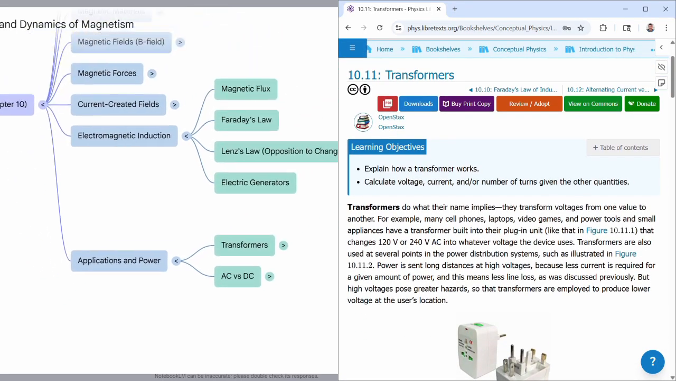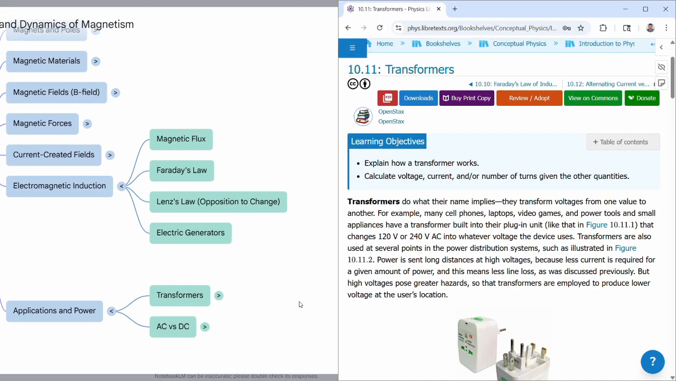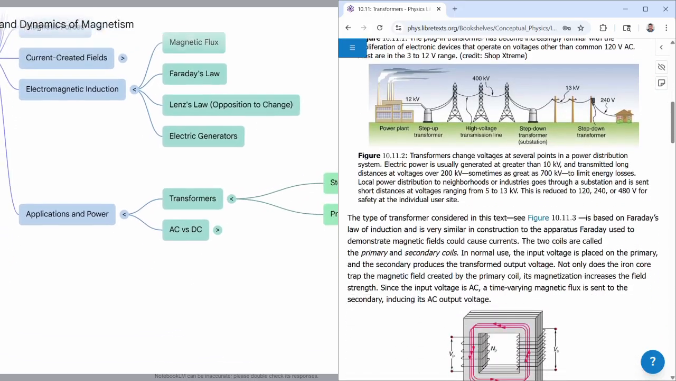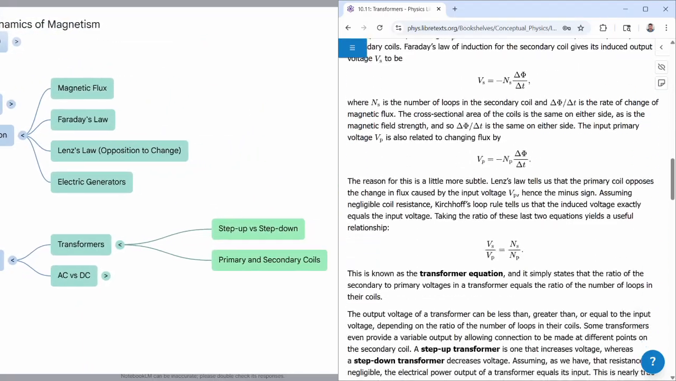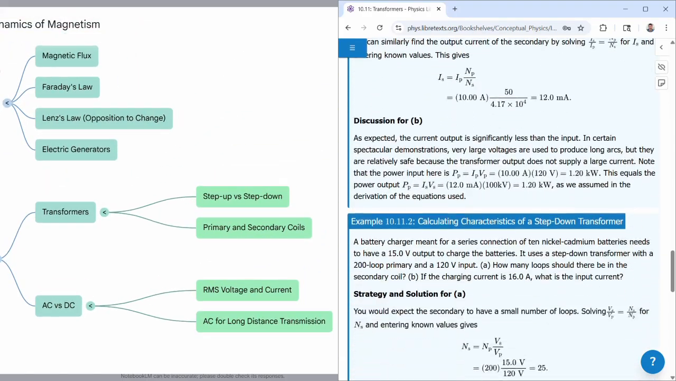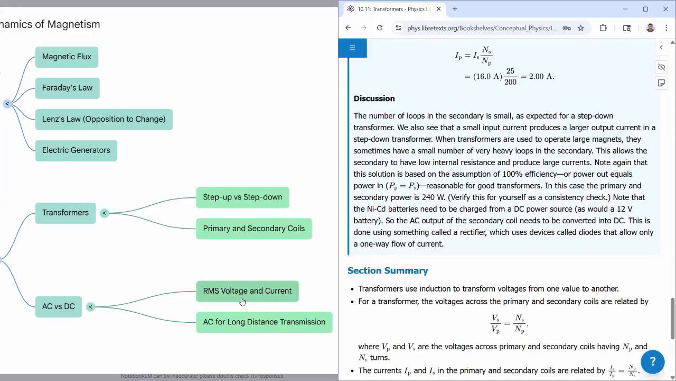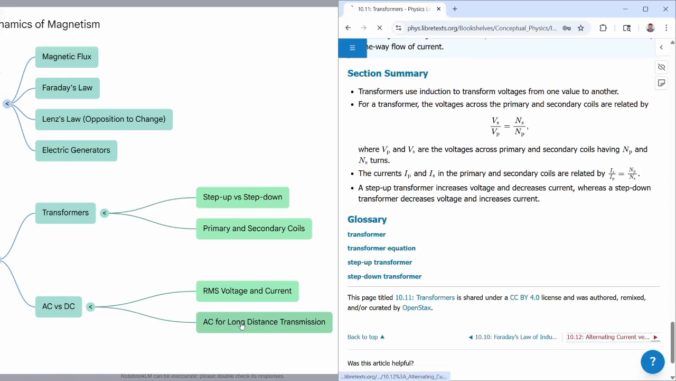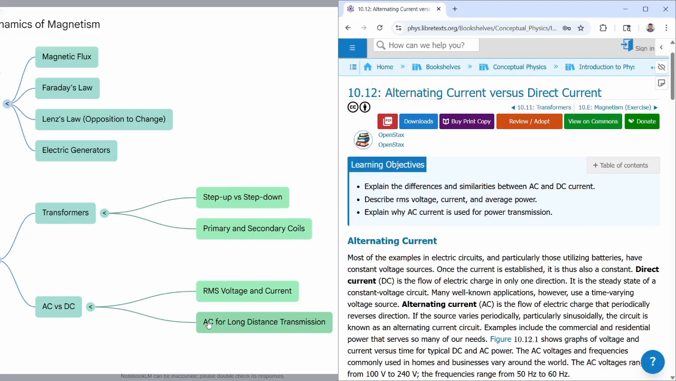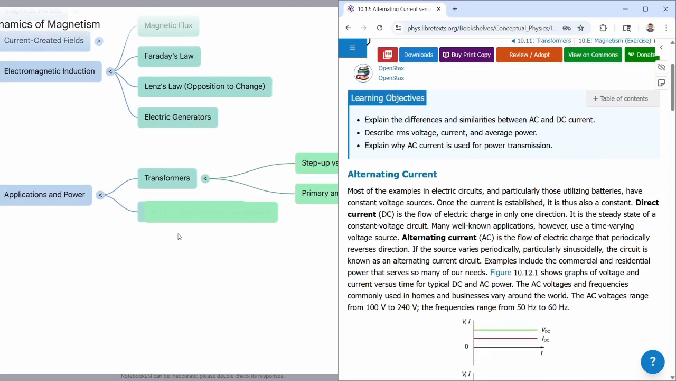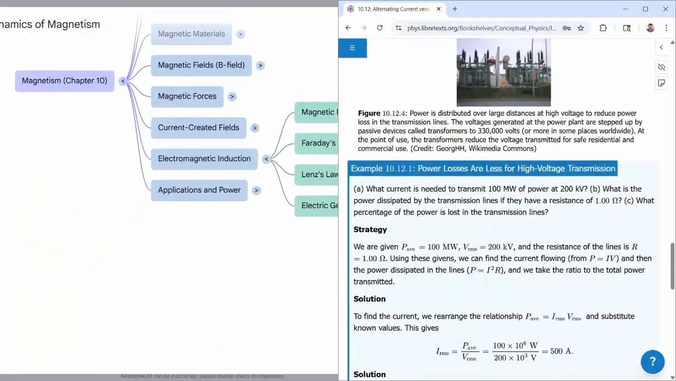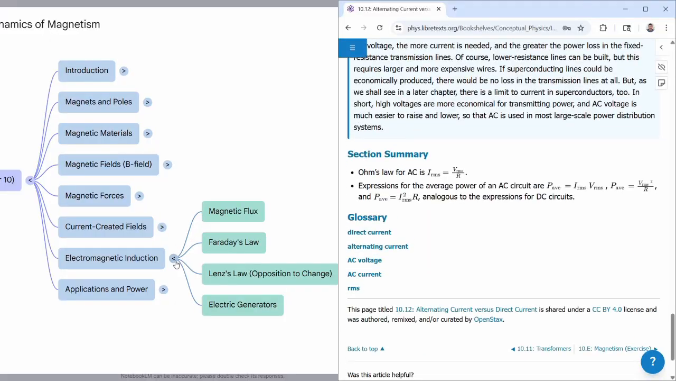And I don't think I covered this in any of the lectures: transformers and AC versus DC. I'd say read through that in the textbook just to get some sense of what's covered. But no pressure, because I don't think any of these are covered in the homework questions or in any of the lectures. So just read through sections 10.11 and 10.12, and whatever you feel you understood, that's great. Whatever you feel you didn't understand, no pressure. There's no homework question that I'm asking that you have to answer.